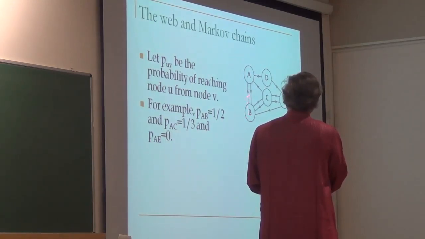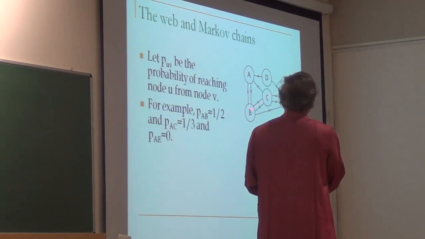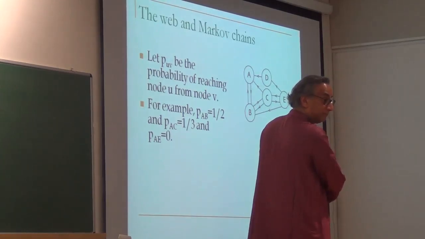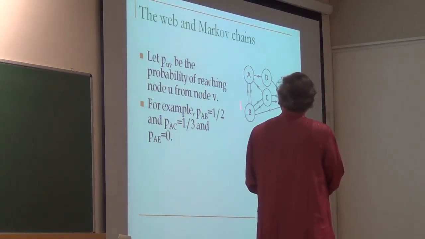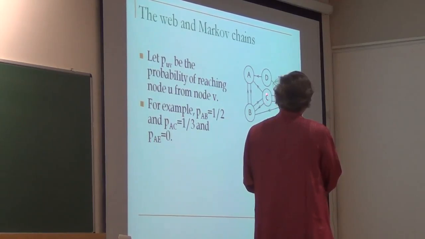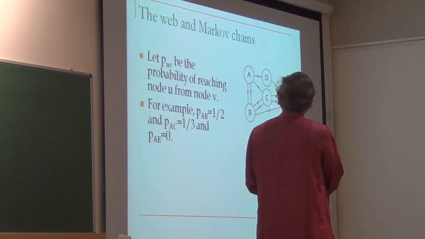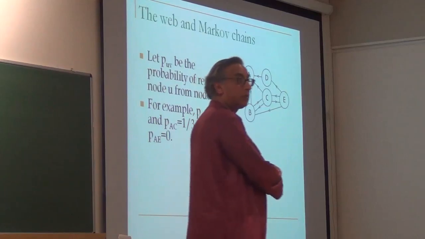Well, you must have come along this path, but what's the probability that you ended up there? There are only two paths coming out of B, so the probability is a half. What's the probability that you ended up at A if you were at website C? There are only three edges coming out of C, so the probability is one third. What's the probability that you were sitting at E and now ended up at A? It's zero, because there's no edge. So you get these transition probabilities, as they're called.